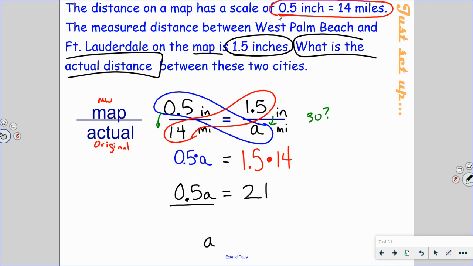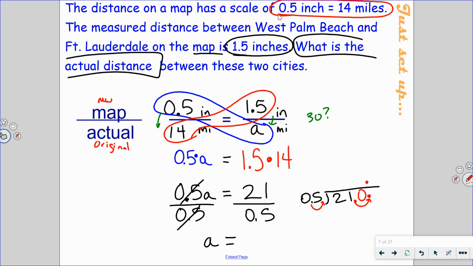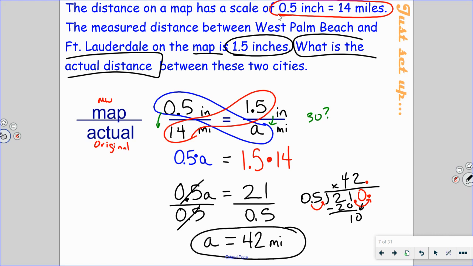I don't want to know what a half A is. I want to know what a single A is. So let's divide both sides by a half. And don't forget, anytime you're dividing by a decimal, let's go ahead, change that divisor into a whole number as long as you're fair. And in this case, I'm seeing 42 miles, which is a little larger, but still not a bad estimate of 30 miles from the start.